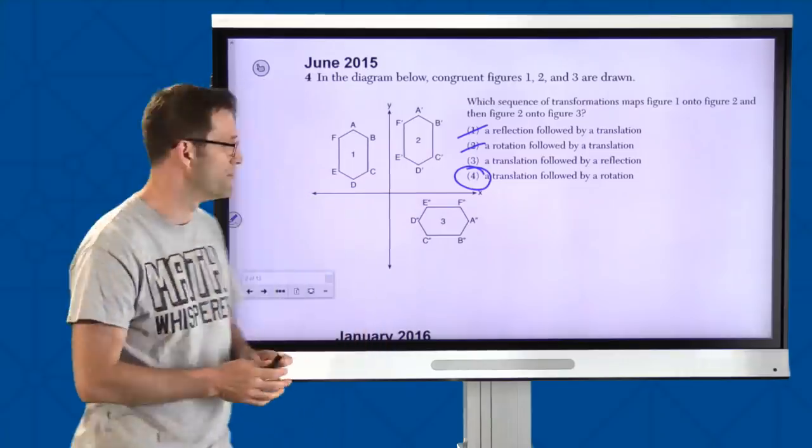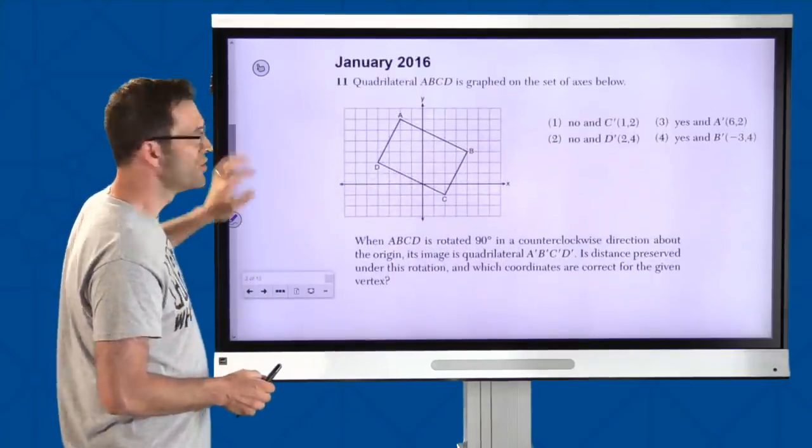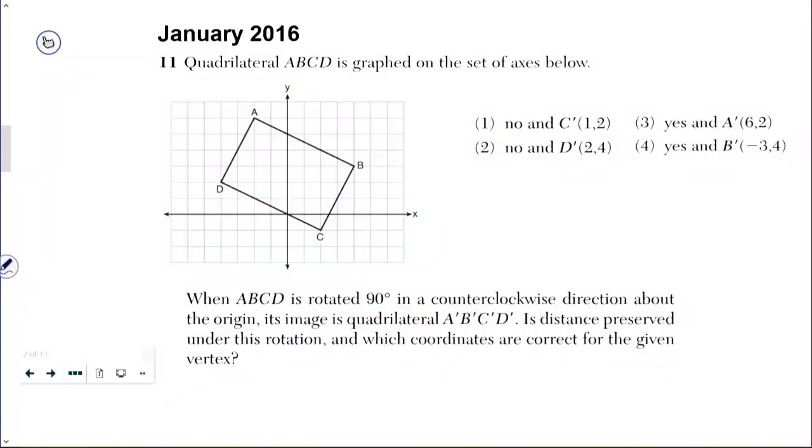All right, let's keep going. January 2016, number 11. Quadrilateral ABCD is graphed on the set of axes below. When ABCD is rotated by 90 degrees in a counterclockwise direction about the origin, its image is quadrilateral A prime, B prime, C prime, D prime. Is distance preserved under this rotation? And which coordinates are correct for the given vertex?